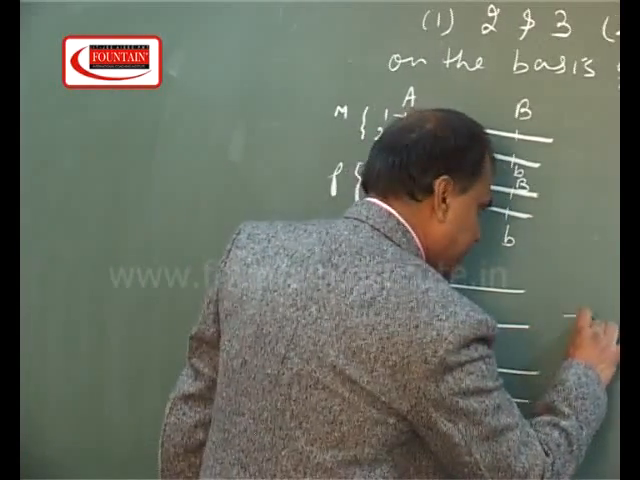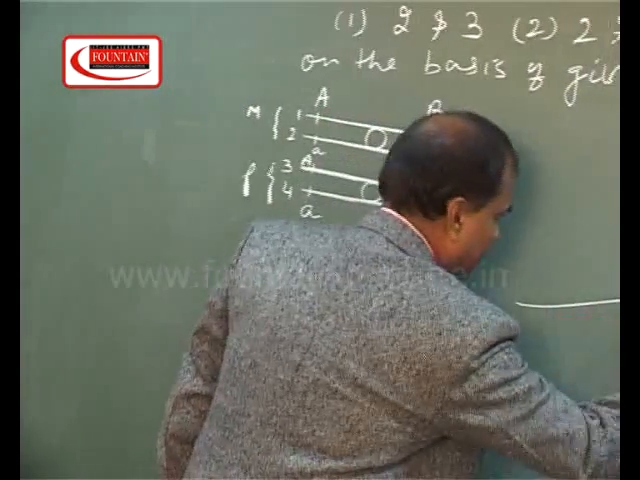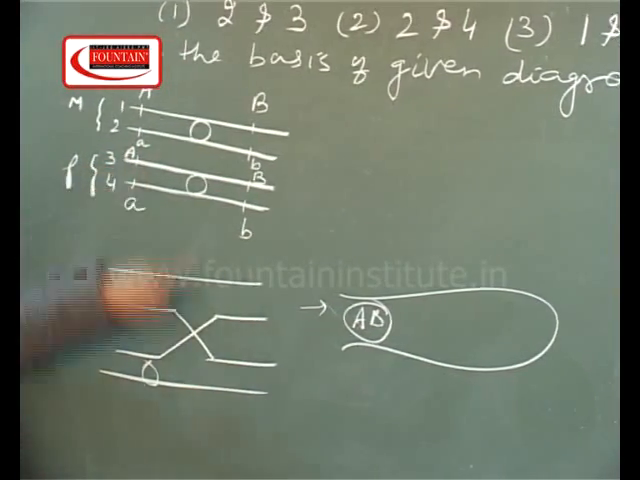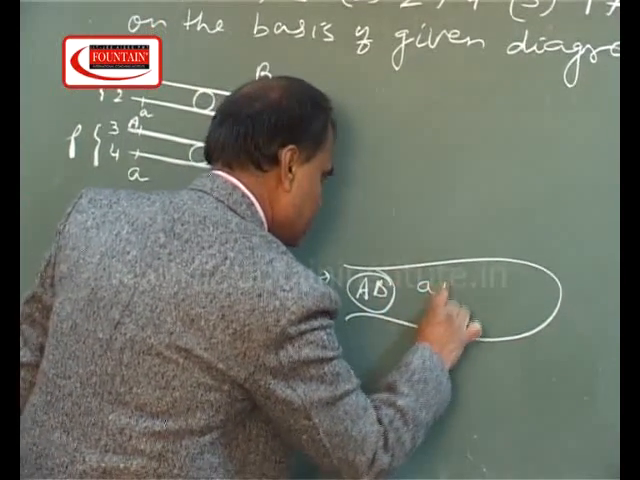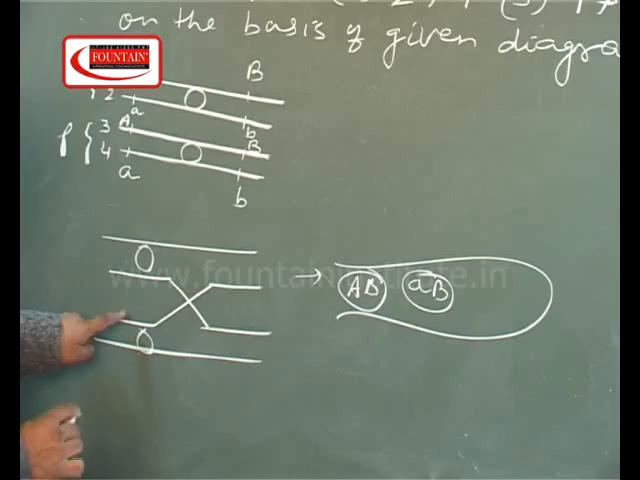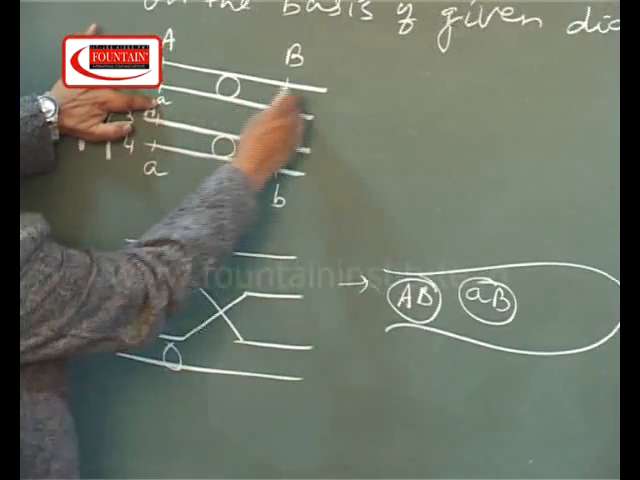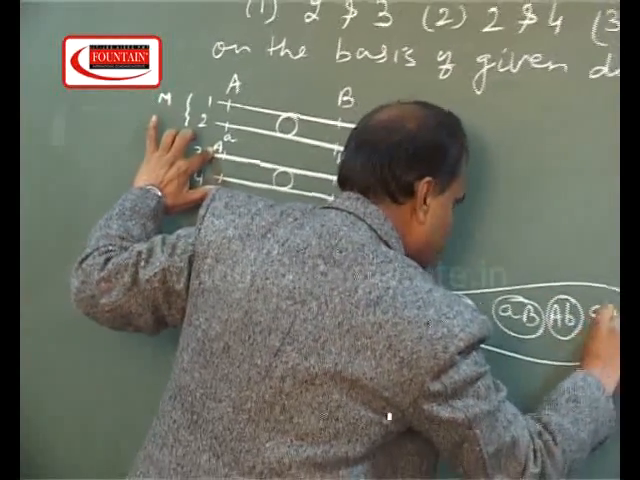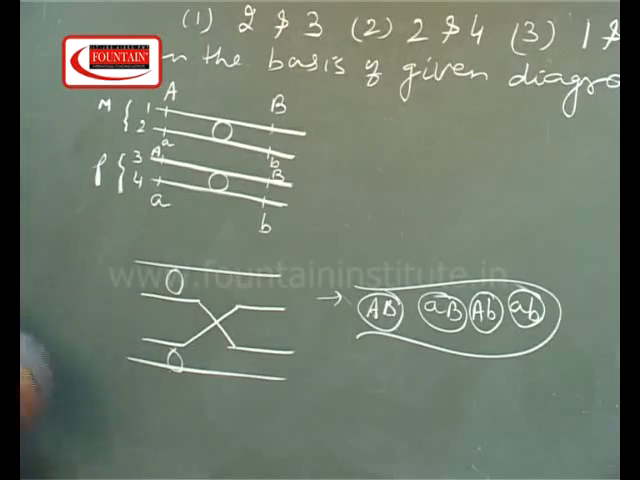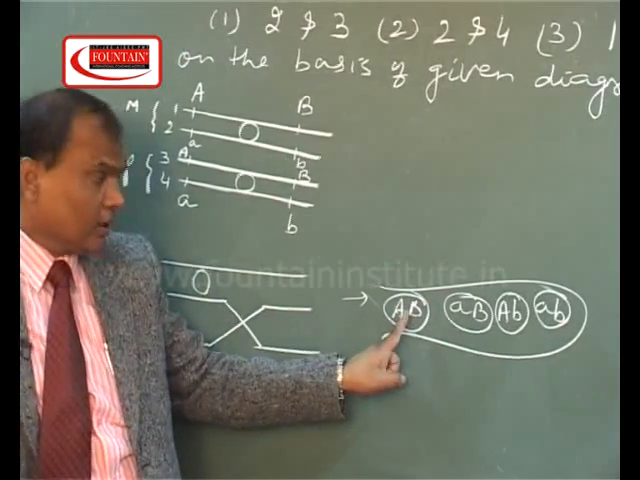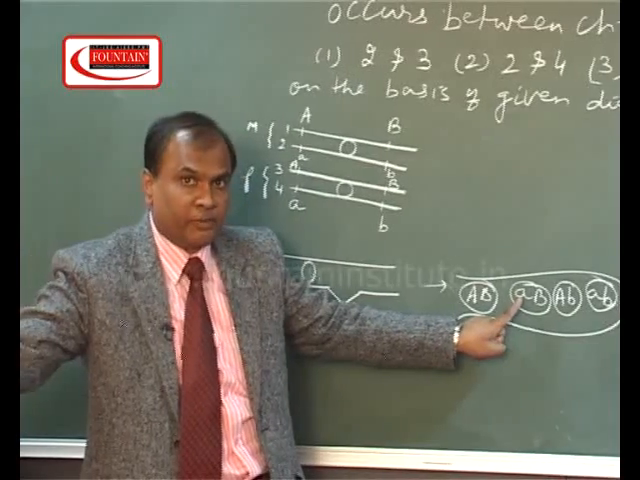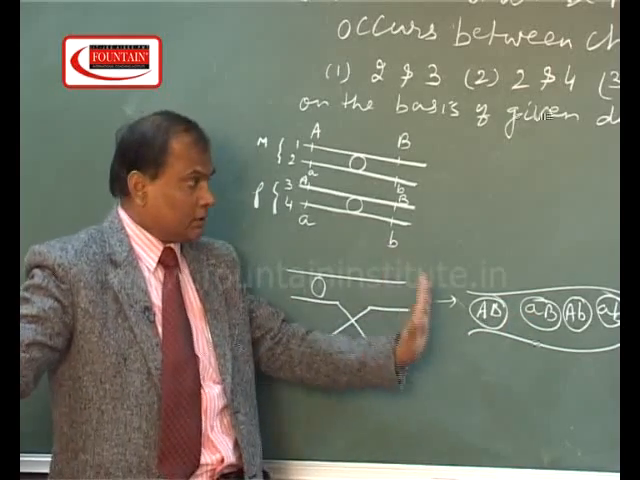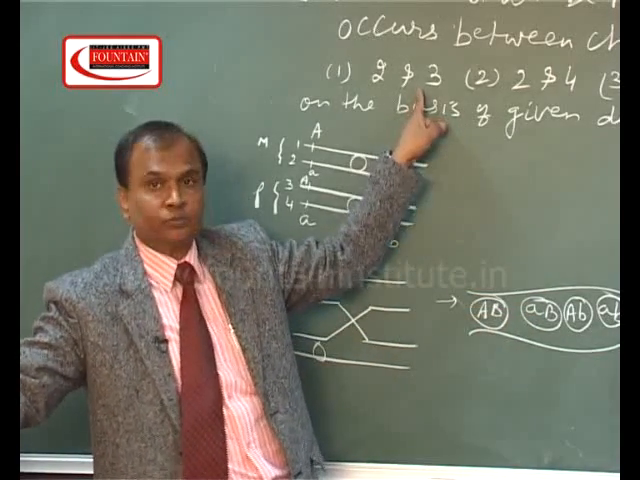It means the arrangement of the sequence of gametes will be capital A, capital B, another one is a small a, capital B, third one is capital A, small b, and last one is a small b. So in this problem the sequence of gametes will be capital A, capital B, a small a, capital B, capital A, small b, and a small b. And this is the solution of the first problem.